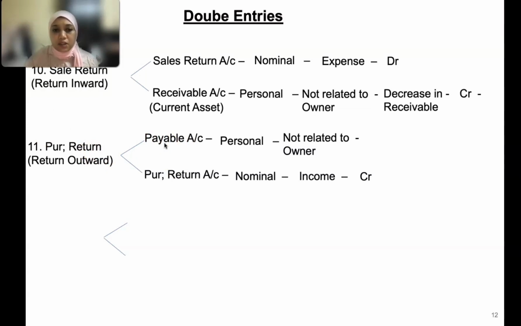The payable account is credit nature. If it is increased, we will record on the credit side. If it is decreased, we will record on the debit side.